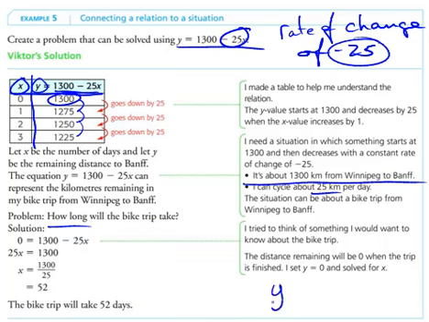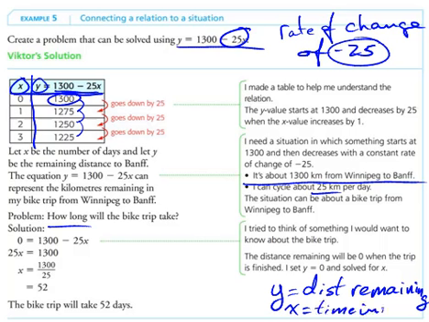So y is going to be the distance remaining, because remember he's starting 1300 kilometers away and he's getting closer, so y is going to be the distance remaining, and x is going to be the amount of time that it takes. So let's say time in days.